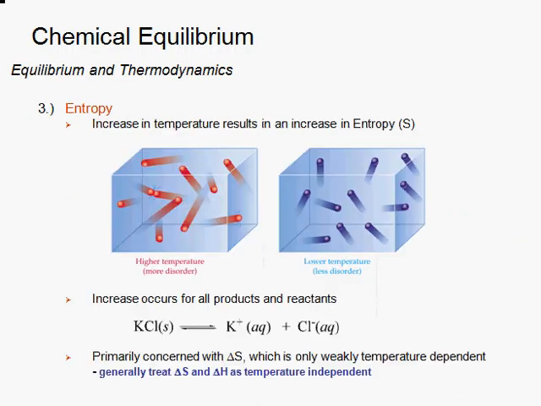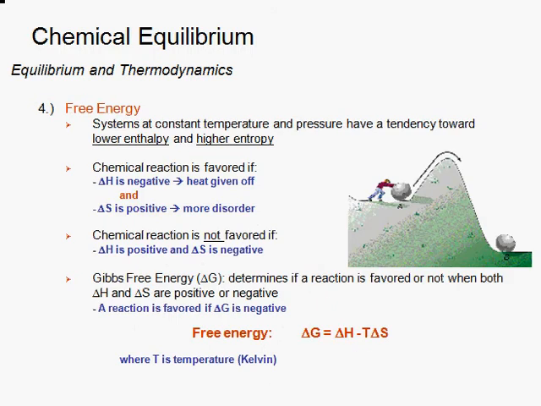Let's check the next slide. Entropy: an increase in temperature results in an increase in entropy. The increase occurs for all products and reactants. The primary concern is with delta S, which is only weakly temperature dependent. Generally we treat delta S and delta H as temperature independent.